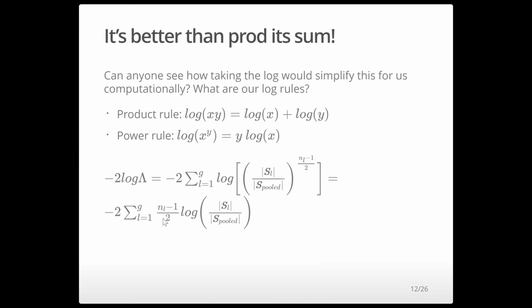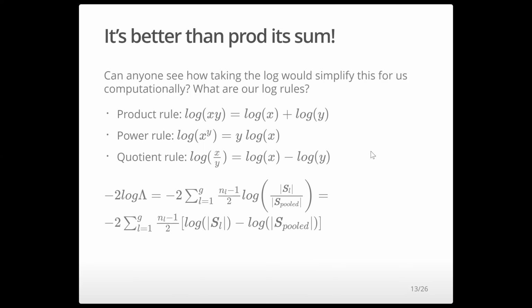So now we have n sub L minus 1 over 2 times the log of the ratio of the determinants. And so we have -2 times the sum of that. And finally, we have the quotient rule. The quotient rule is similar to the product rule. It says that log of x over y is equal to log of x minus log of y. So that allows us to take this ratio and turn it into a subtraction. So now we have n minus 1 over 2 times the log of the determinant of S, the group covariance matrix, minus the log of the determinant of the pooled covariance matrix.